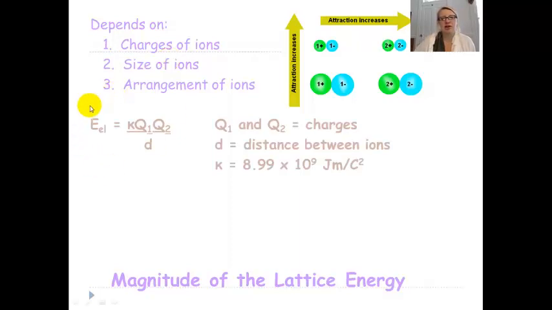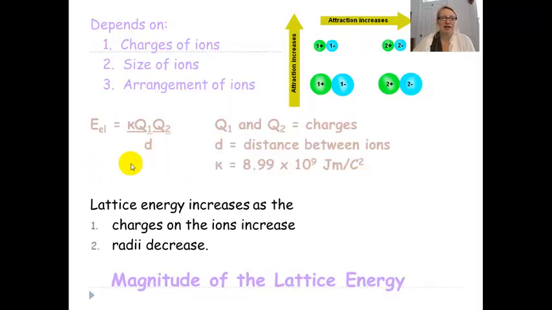And to describe this, we use a law called Coulomb's law, and that energy is equal to a constant times charge 1 times charge 2 divided by the distance. So as the distance increases, the energy required to separate them actually decreases, and as the distance between the charges decreases, the energy would increase. So lattice energy increases as the charges increase and as the radii decrease.